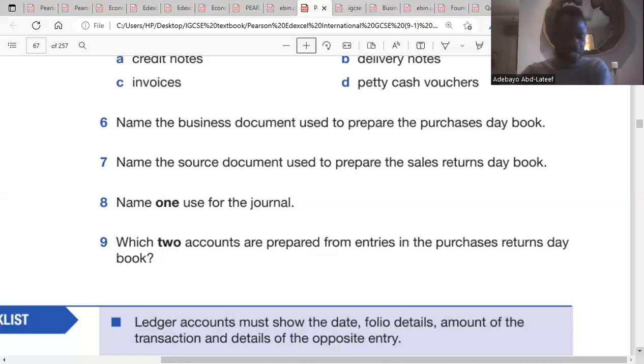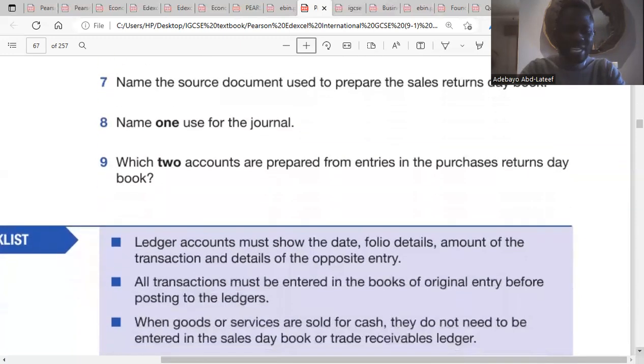We're going to open the purchases ledger, which is for the credit purchases. I'm going to have the general ledger, which goes with individual accounts. Is it clear? So the 2 accounts are purchases ledger and general ledger. Any question about it? No. So that ends chapter 5.